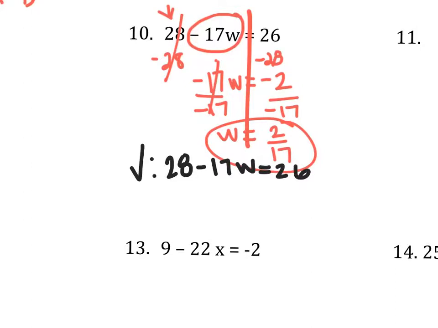We're going to be replacing the W, that's a weird highlighter, with 2 over 17. Oops. So 28 minus 17 times 2 over 17 equals 26.